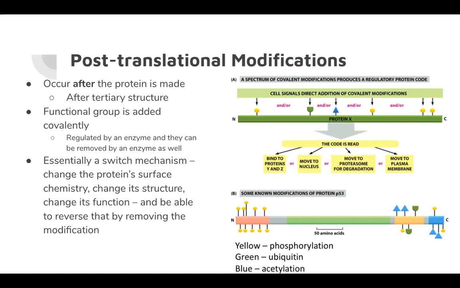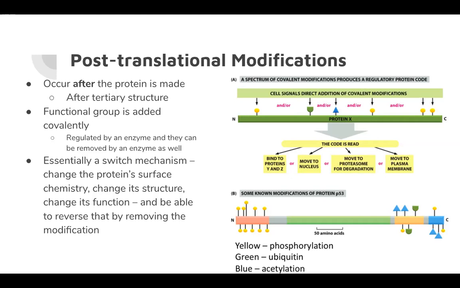Post-translational modifications can often be covalent modifications, functional groups that are added to the protein. This process is regulated by enzymes, and enzymes themselves are regulated also. These functional groups can be tacked on to the end of a protein, and they can also be removed. Essentially, the post-translational modification is like a switch, because when you tack on a functional group, you're changing the protein's surface chemistry and its structure. And when you change the shape of a protein, you're changing its function. By removing the group, you're doing the same thing: changing the chemistry of the protein again, and affecting its function.